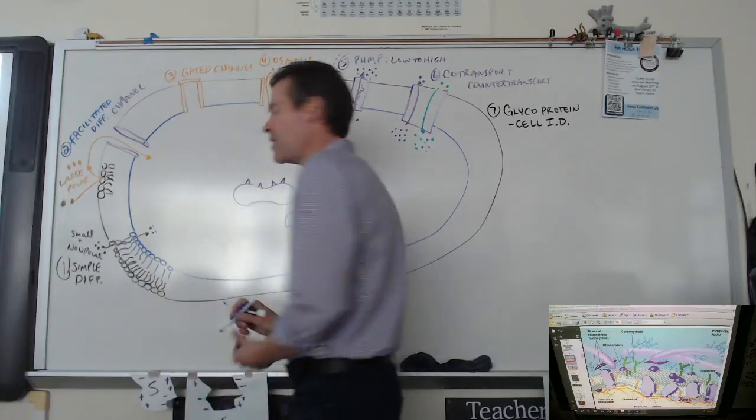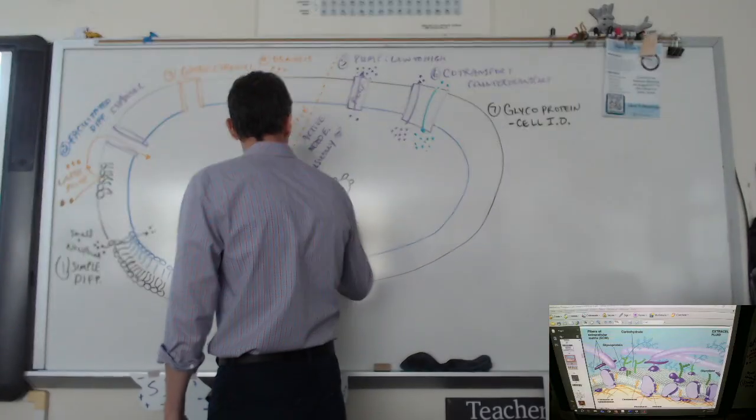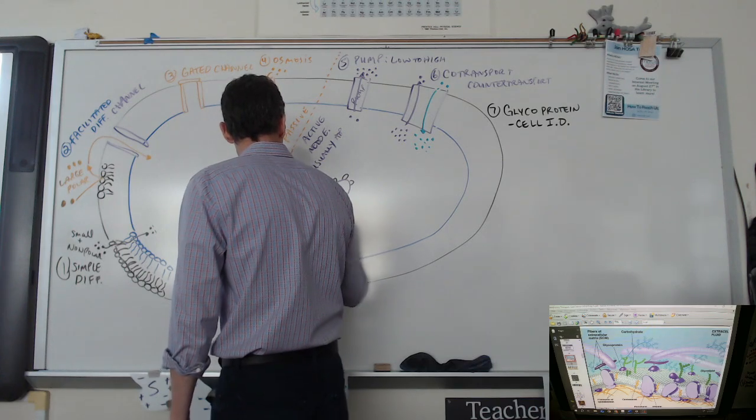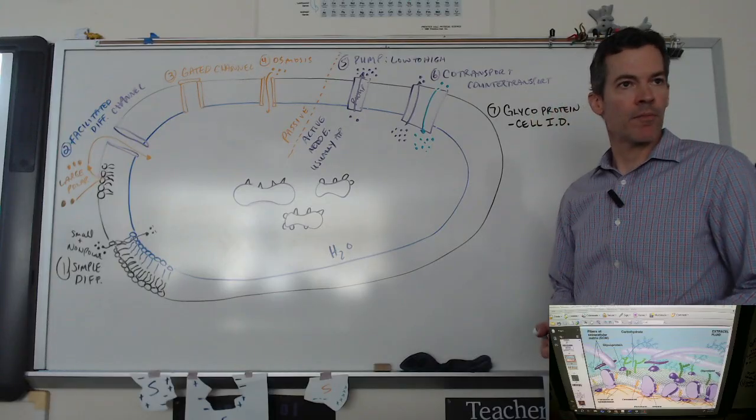What if I'm blood type AB? I've got a little bit of both. So I have some of the mountaintops and some of the little half circles. I'm blood type AB. If I'm blood type O, I don't have either one of them.